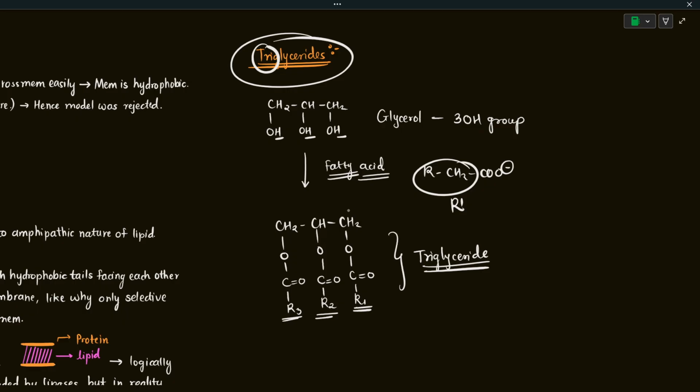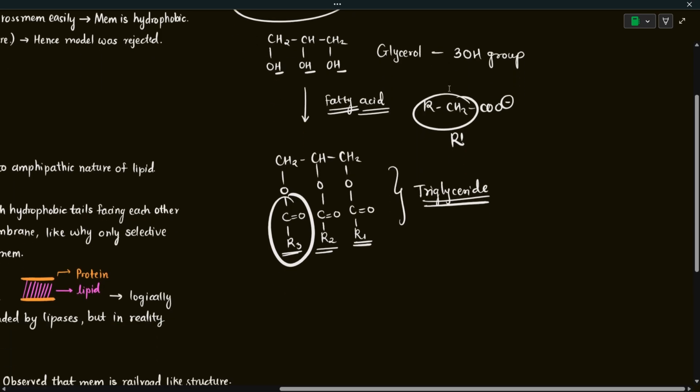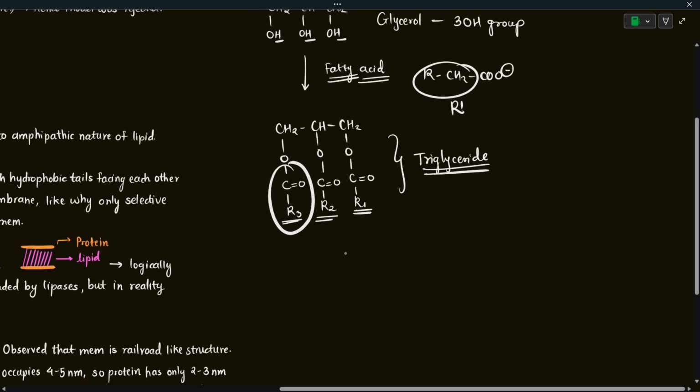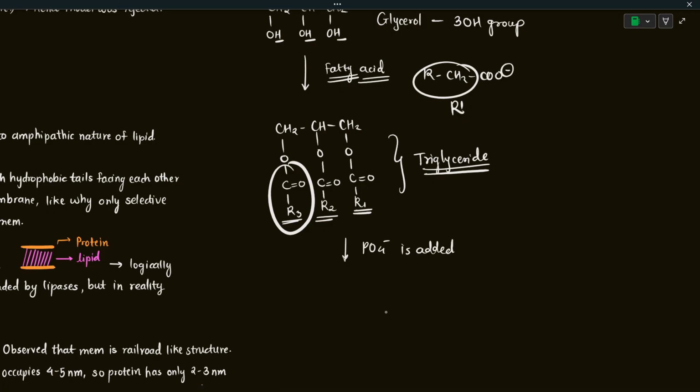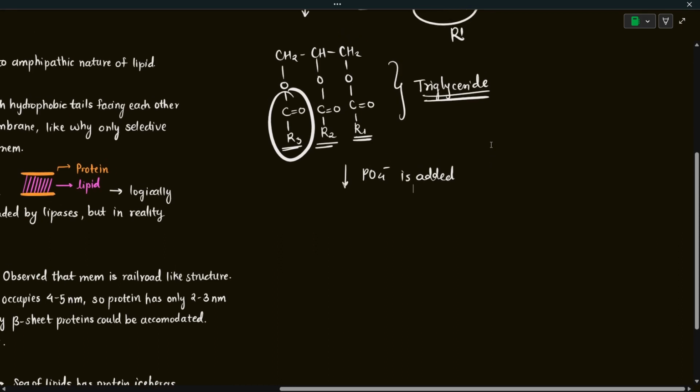So in this lipid, to the glycerol backbone, let's say that we remove this fatty acid. So instead of this fatty acid, the phosphate group is added. Okay, let's say that instead of this fatty acid, a phosphate group is added. So how will it look? So let me restructure it a bit.